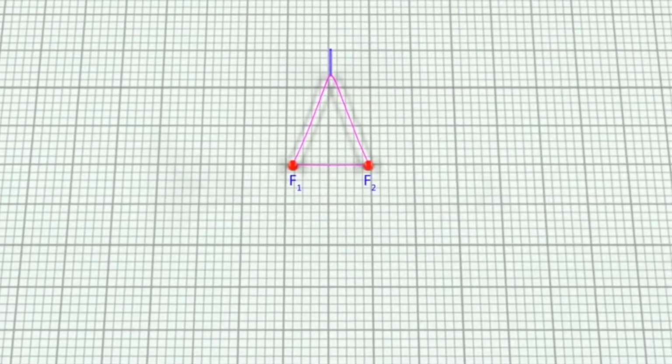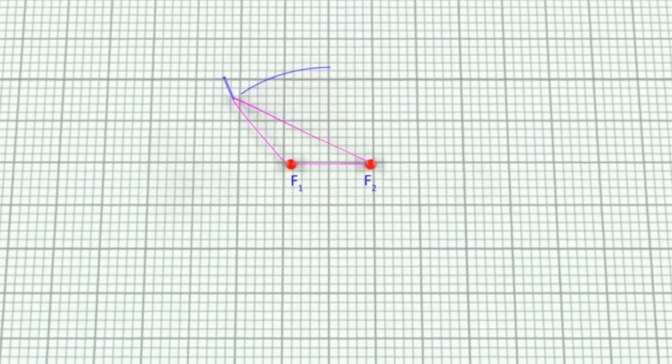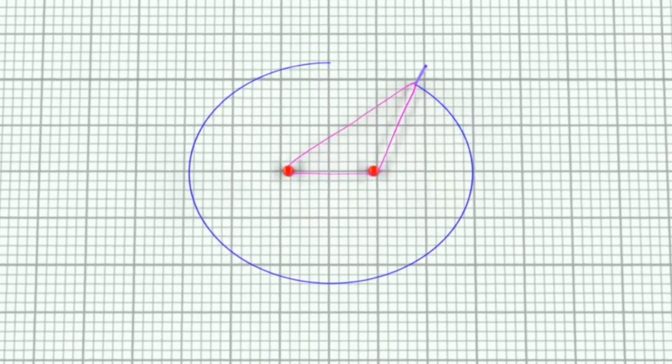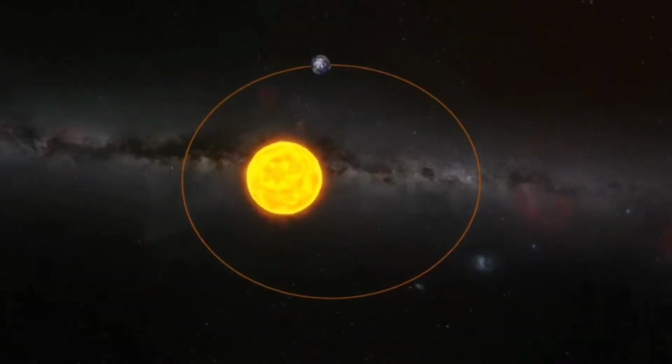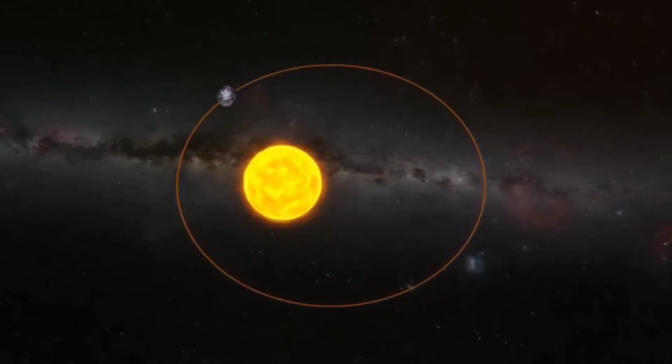So, what is an ellipse? An ellipse can be drawn using 2 pushpins placed on a straight line. Using a string, when the pencil is rotated around the pushpins, an ellipse is formed. Kepler's first law states that all planets move around the Sun in elliptical orbits with the Sun at one of the foci.